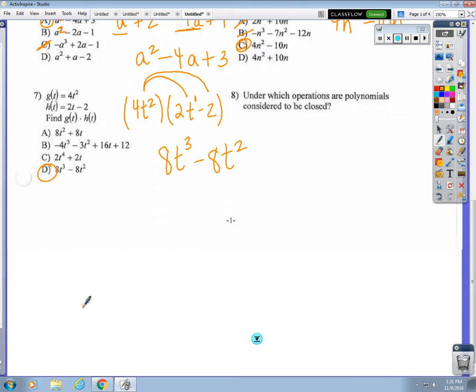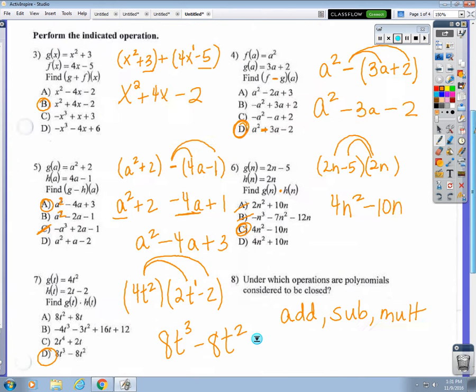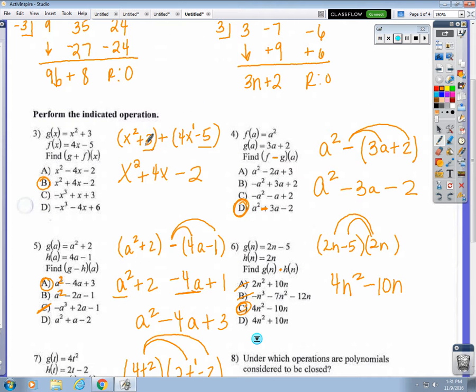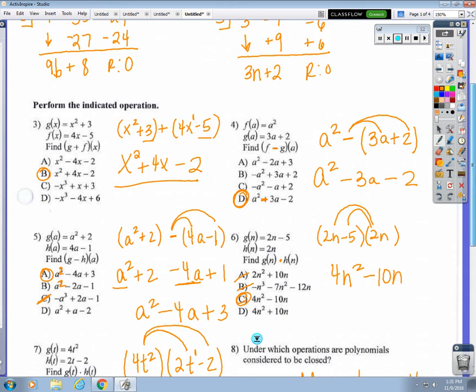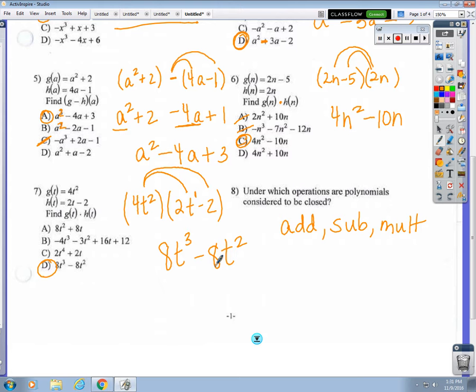Under which operations are polynomials considered to be closed? Adding, subtracting, and multiplying. Think about it. We've done a lot of these. We've added them, and when we added two polynomials, we got back a polynomial. When we subtracted two polynomials, we got back a polynomial. And when we multiplied polynomials, we got a polynomial.